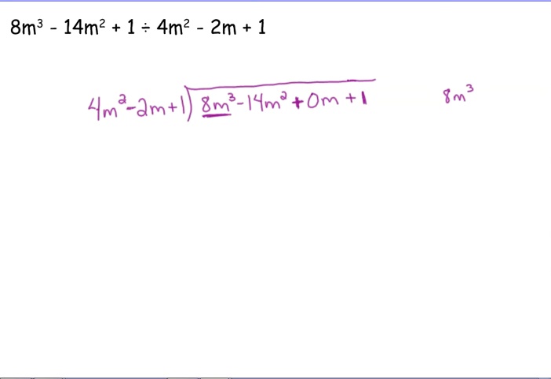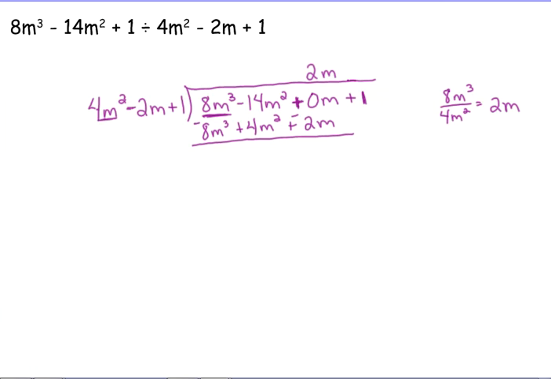8m cubed, you take the first term divided by the first term. So 8m cubed divided by 4m squared is 2m. Line it up, put it over the term that had the m. Why do I do that? Because it helps me know where I'm at in the process. All right, now we multiply that 2m by that entire divisor over there. So 2m times 4m squared is 8m cubed. 2m times negative 2m is negative 4m squared. 2m times 1 is 2m.